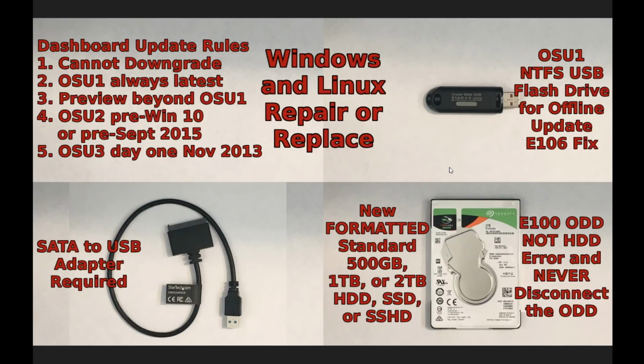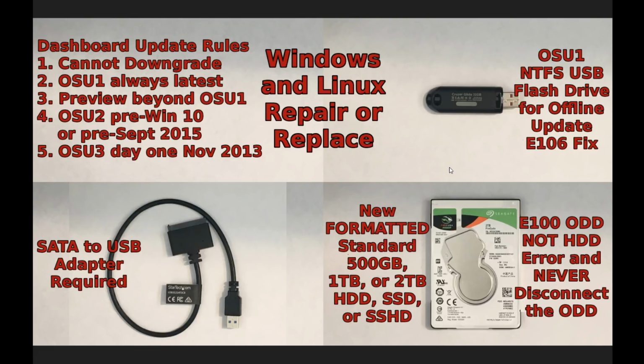Instead, if you're on a preview dashboard and your Xbox One hard drive fails, you have to wait, sometimes for several months, for the latest OSU1 to come out and be a version beyond the preview dashboard that you're using. So it's important to note, if you're going to upgrade your hard drive, to make sure you back up your system update partition. And I'll show you how to do that in some future videos.